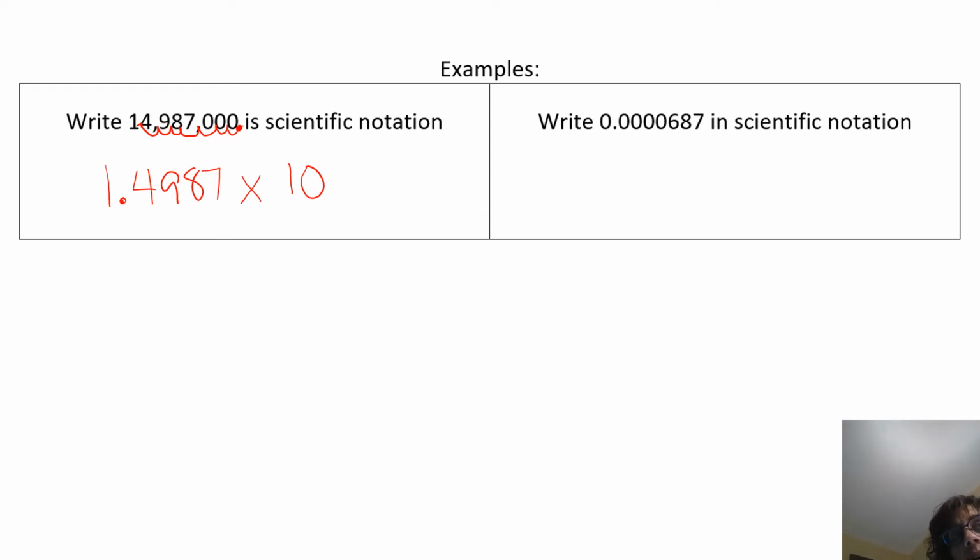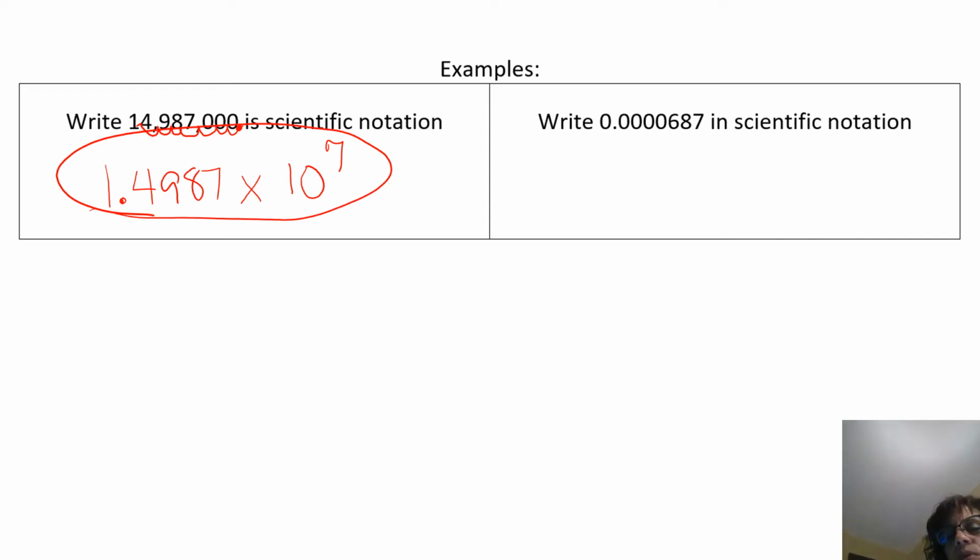Okay, the size of the original number was a number bigger than 0, so I leave my exponent positive. I moved it 7 times, so the exponent becomes positive 7. And that's it. I went through all the steps, and now I have that number in scientific notation.